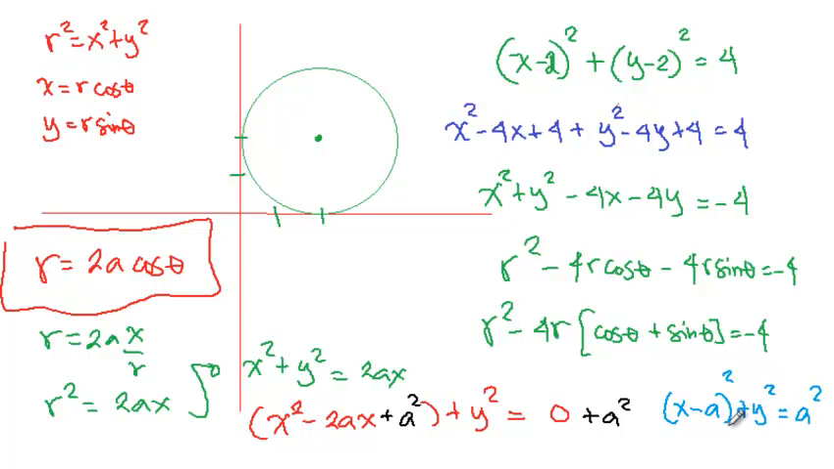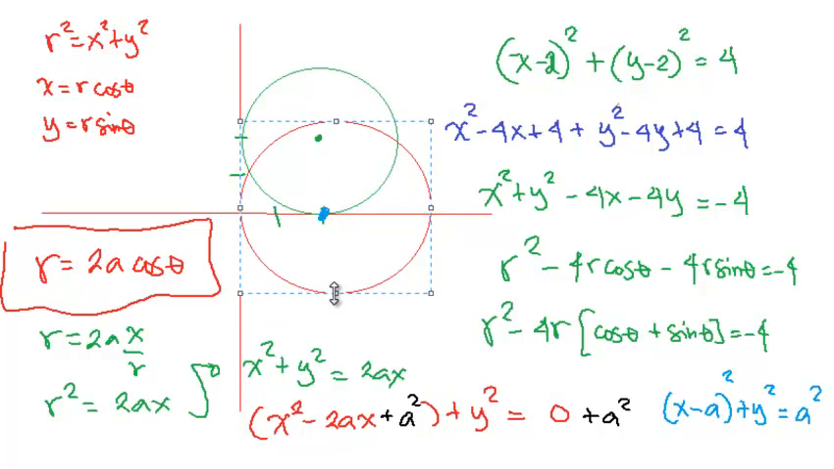Oh, this one is a what? A circle centered at (a, 0). If this is like your a, right? And this is how it looks like, right? You follow? The center at (a, 0). Radius is what? Radius is also a, which is nice, right?